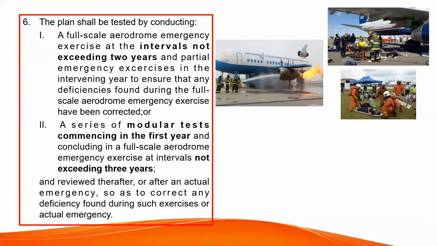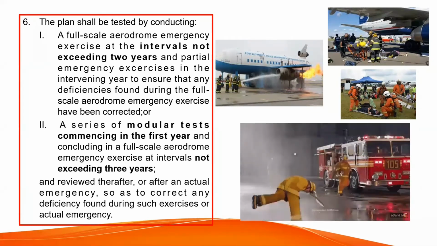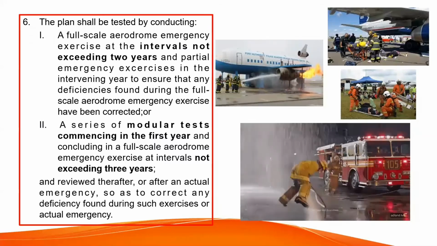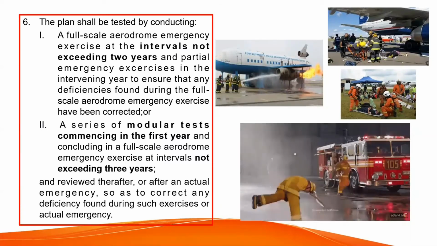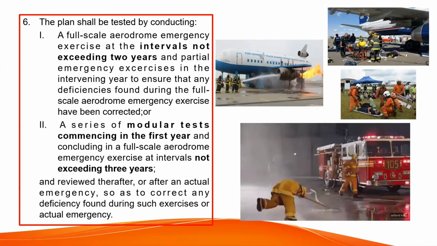So the modular tests address the findings from the full-scale test in the first part. If in the full-scale aerodrome emergency exercise they found anything insufficient that can be improved upon, they would do that in a series of modular tests commencing in the first year, which is the second part. So it is always reviewed and always improved upon, and of course always perfected, so that in the event of an emergency, no one will mess up, because again, teamwork is important and everyone needs to do their roles properly.